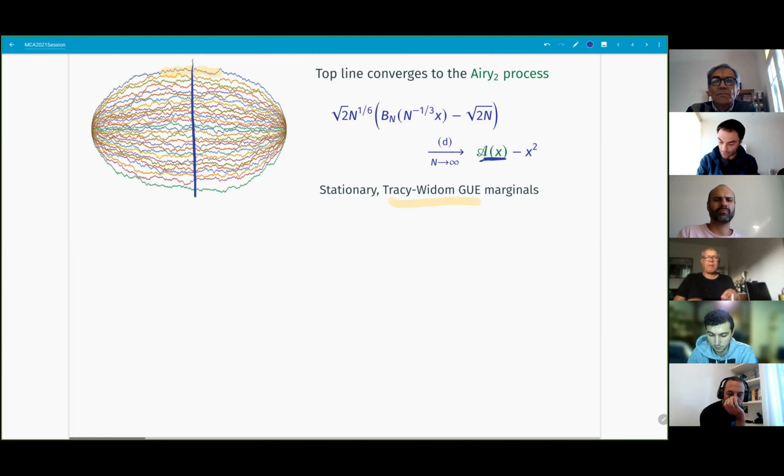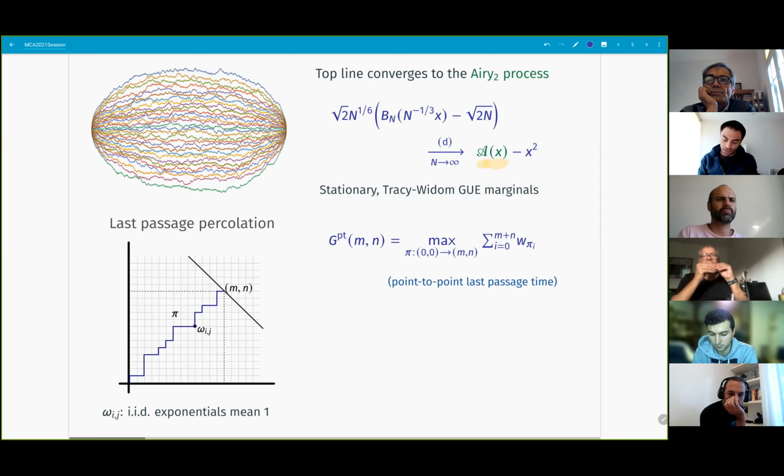Where does the Airy-2 process come from? The Airy-2 process stands for two slightly different things, but in this context, the one that arises here was originally introduced in the context of last passage percolation. So I'm going to make some connections with last passage percolation, and I'm going to very briefly introduce it.